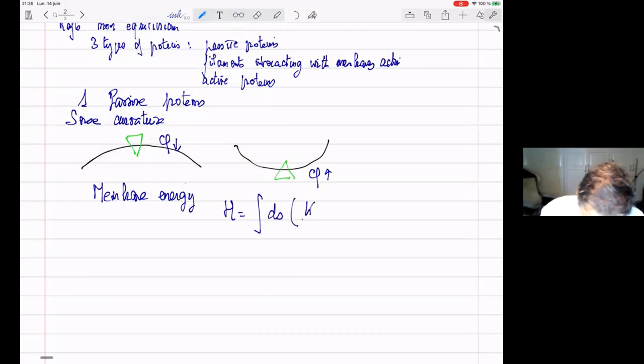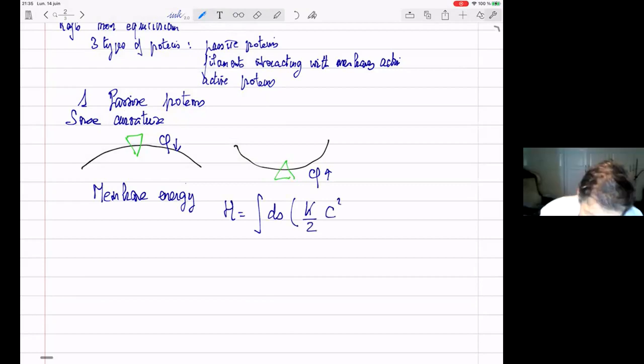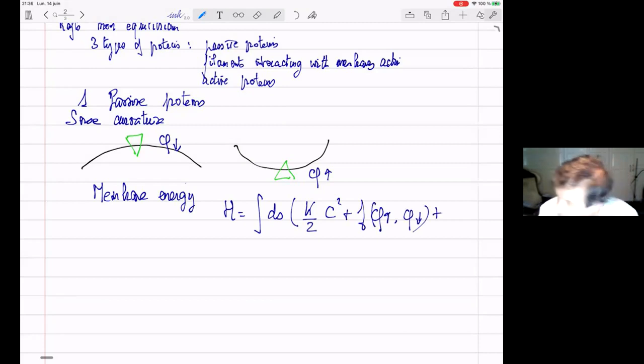There is a term which is a curvature term, Kc squared. Then there's a mixing free energy between these two types of proteins, so the one that point out and the one that point down. So plus F of phi up, phi down, which includes the surface tension. And then there is a coupling between the concentration and curvature. Because the proteins are polar, the term linear in curvature is allowed, and of course it should be opposite for the two types of protein. So I will have something like plus some coefficient times the curvature times phi up minus phi down.